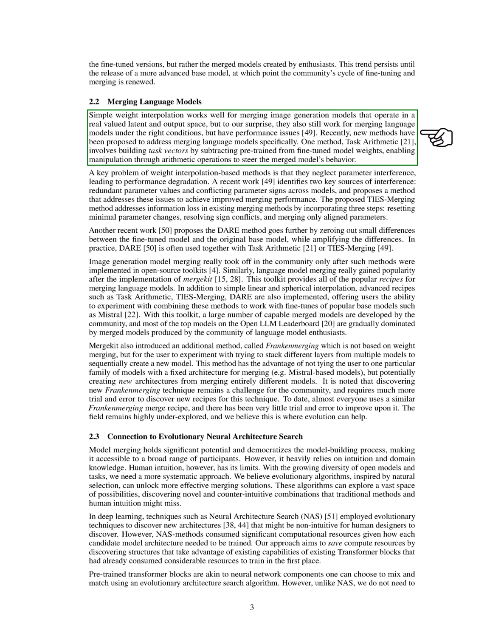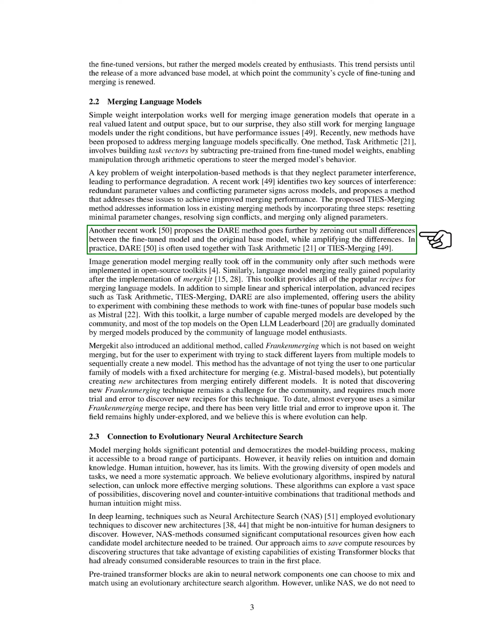Task arithmetic involves manipulating task vectors by adjusting model weights, while ties merging focuses on resolving parameter interference to improve merging performance. Another method called DARE zeroes out small differences between models and amplifies larger differences to enhance merging. These methods, especially DARE, are often used in combination with task arithmetic or ties merging.